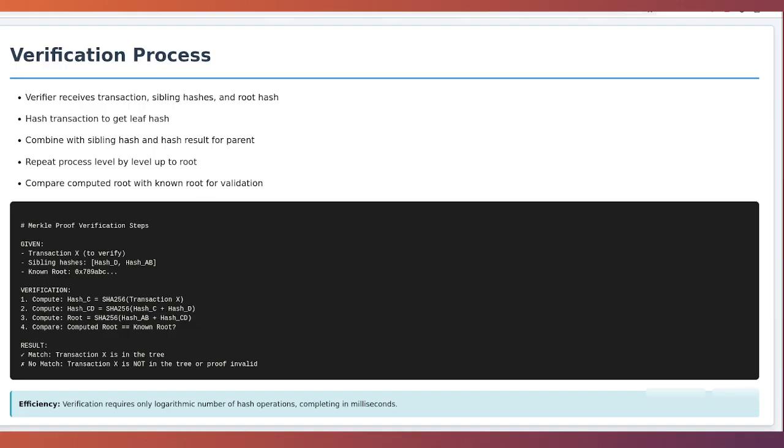This entire verification process requires only logarithmic time and space, making it practical even for mobile devices with limited resources. This is why lightweight Bitcoin wallets can verify transactions without downloading the entire blockchain.